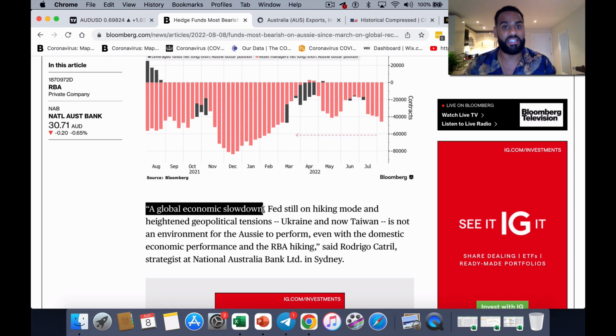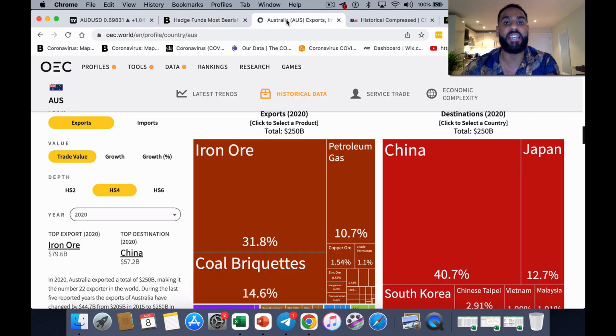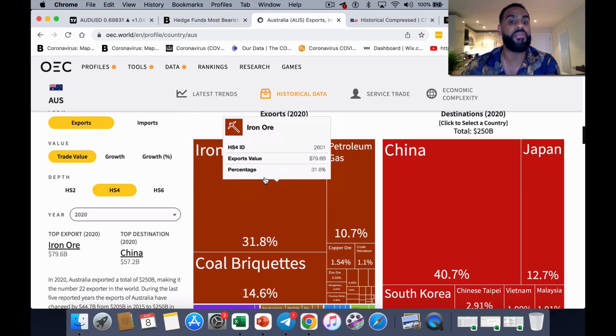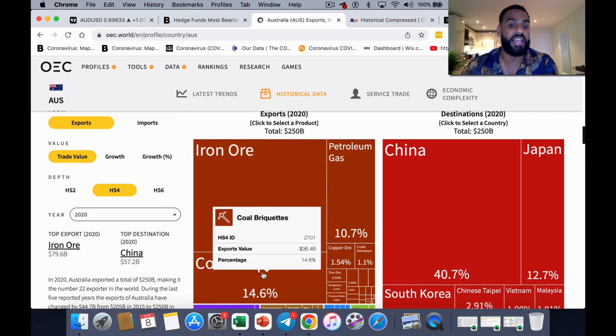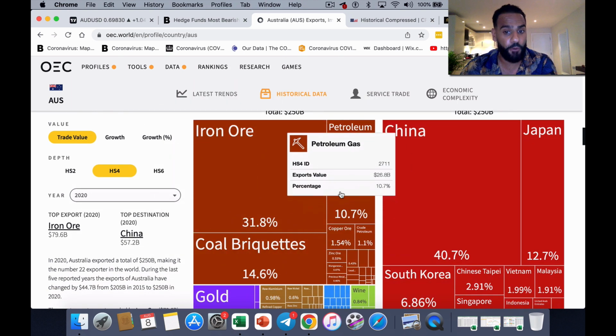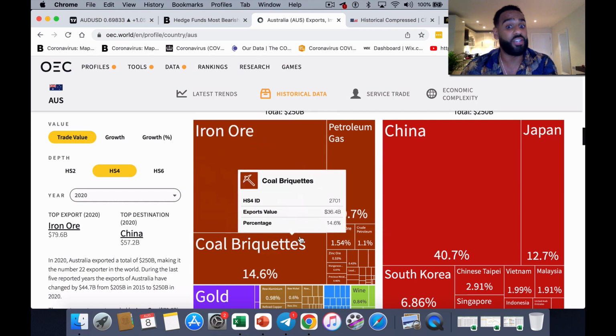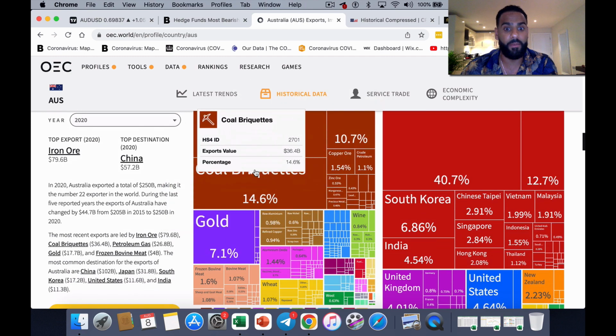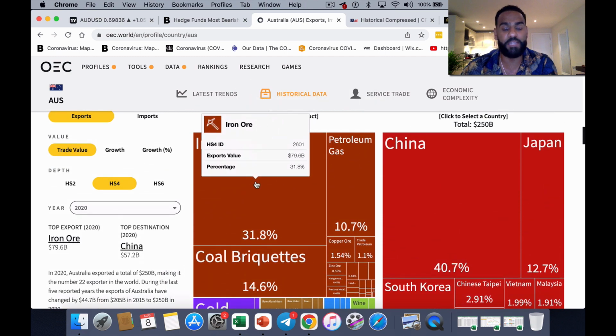And a risk currency is any currency that has a high volatility and is down to their exports being mainly based around commodities. Okay, so Australia's key commodity export is iron ore, which makes up 31%. The next commodity export is coal and petroleum gas. So a lot of Australia's wealth comes from commodities that they're selling to the rest of the world. As you can clearly see, it makes up a large proportion of their exports.